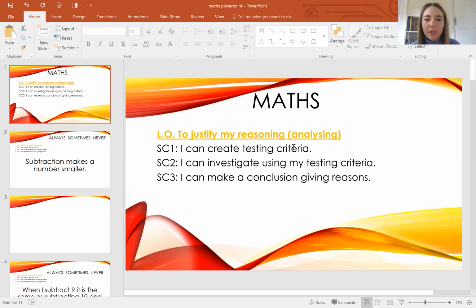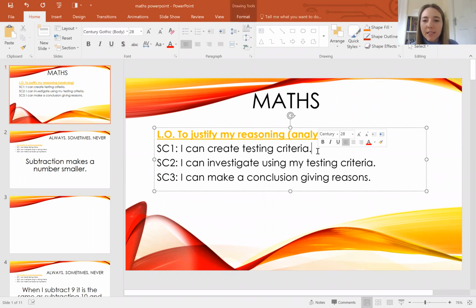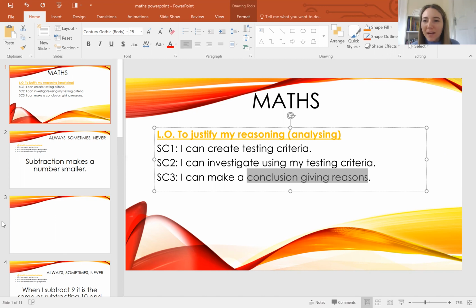So the first thing you need to do is create testing criteria. I'll explain to you in a moment what that means. Then you need to investigate using that testing criteria. And then you need to make a conclusion. So that means explain what you think at the end, giving your reasons. I'll go through all of that with you now so that you know what that means.